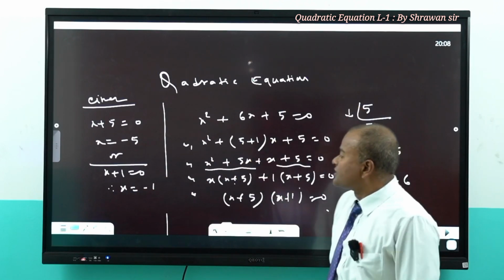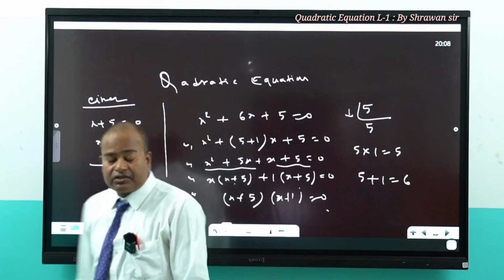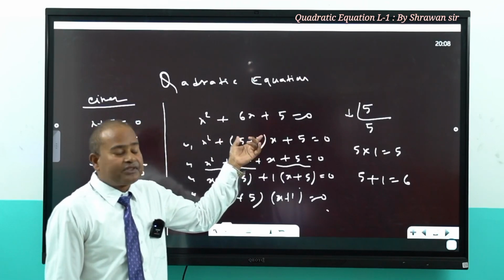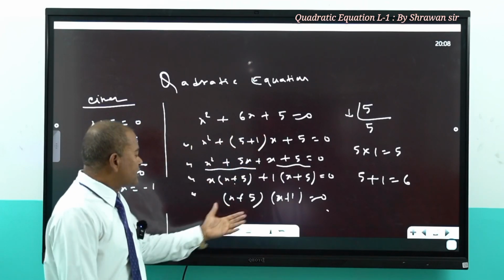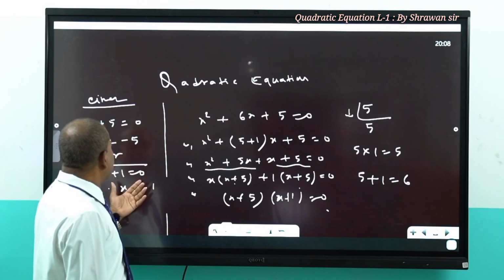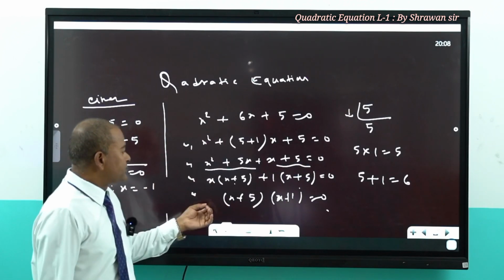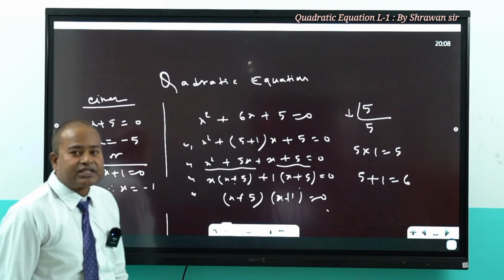So we can do checking also. x is equal to minus 5 and x is equal to minus 1 satisfy the given quadratic equation. So we can say the two roots of the quadratic equation are x is equal to minus 5 and x is equal to minus 1.